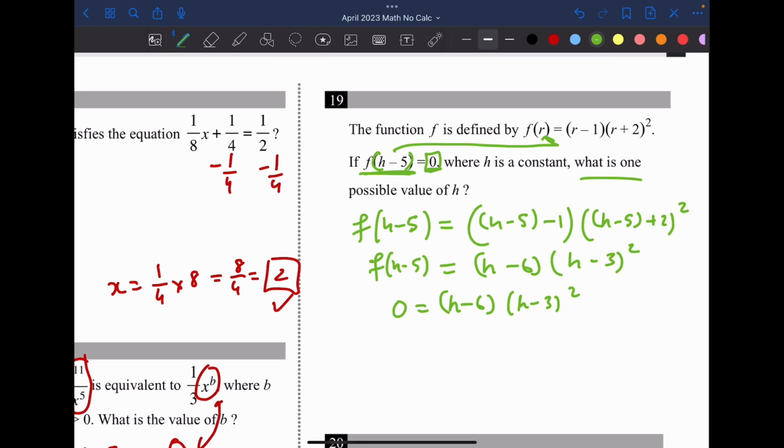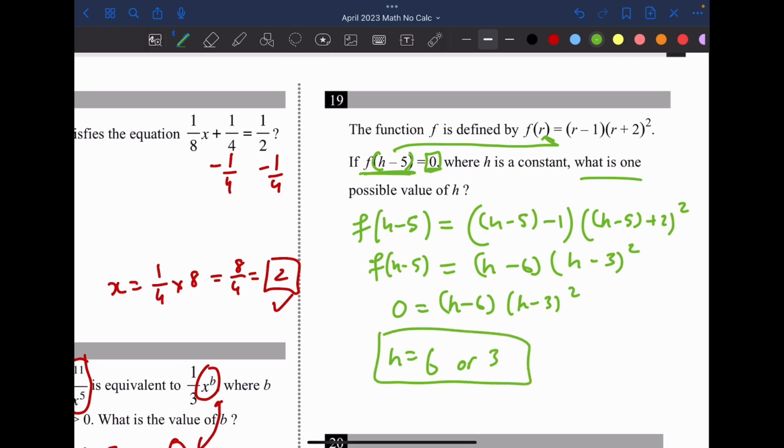What is one possible value of h? Over here, this can be 6, because 6 minus 6 is 0, so that's one possible value. h is equal to 6. Another possible value, pretty simple, you can find both super easily, would be 3, because 3 minus 3 is 0. So h can either be 6 or 3.